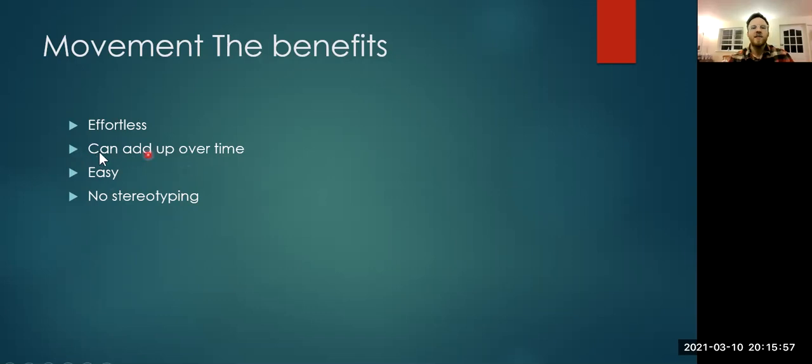It adds up over time. Okay, so this is a huge one. It adds up over time. So small changes over time make a big difference. They're effortless. So movement can be effortless. Rather than someone going, right, I'm going to commit to an hour a week or 3 hours a week or 5 hours a week with specific exercise, you can get them to build in small movements in their day that adds up.